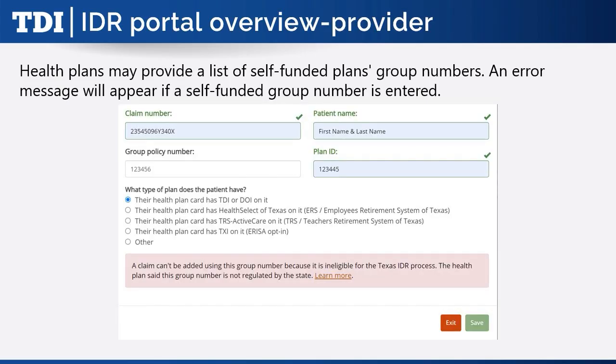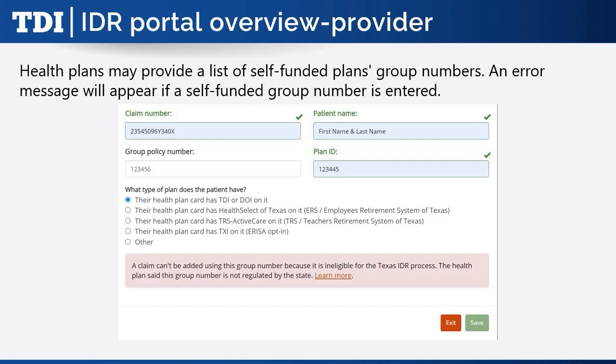Some health plans have provided us a list of self-funded plan group numbers. We've entered those into the portal, and an error message will appear if a self-funded group number is entered. We've done that in an effort to make it easier for submitters. Plans are constantly updating these numbers. In some cases, they are themselves going in there manually updating it. In some cases, they're just sending us batches of numbers, which are then entered in by our developers. Either way, we found that this is a very accurate process.